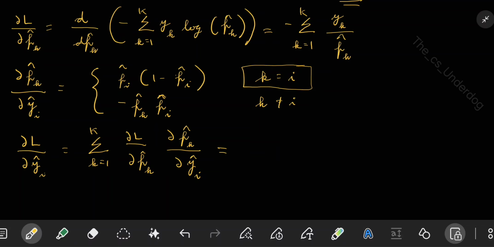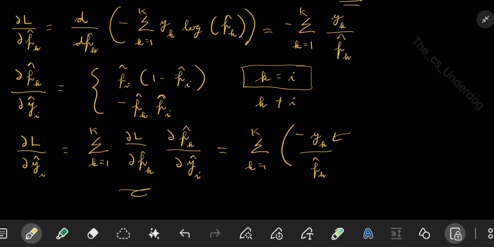What am I going to write here? Here I'll say sigma k equal to 1 to k del L by del pk cap. For this, I told you I can write it as this term, minus yk divided by pk cap. So again, keep in mind, wherever I am putting caps, those are related to the outputs, and wherever there is no cap, that is the actual, that is not the model output.